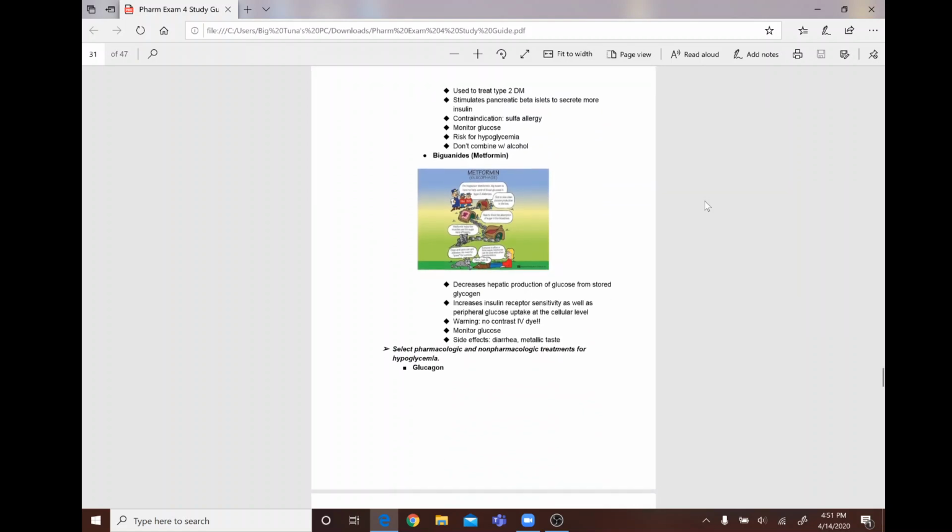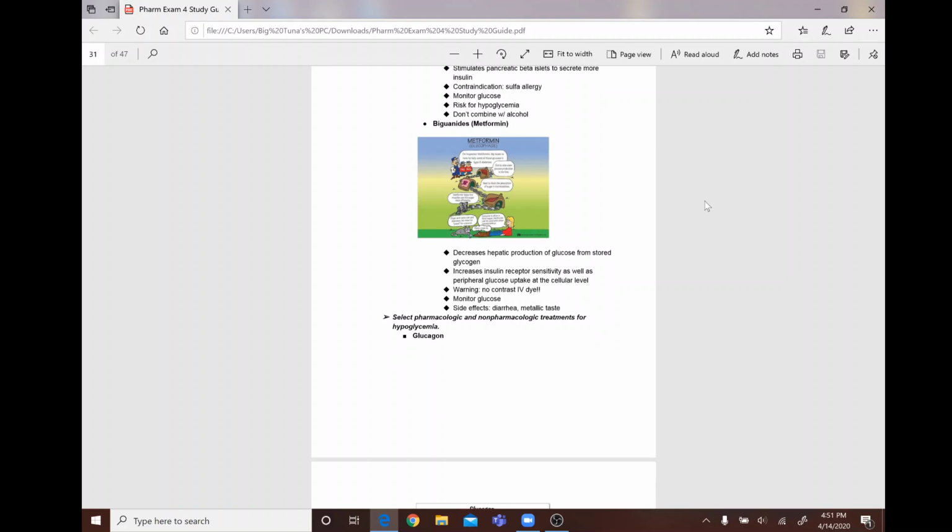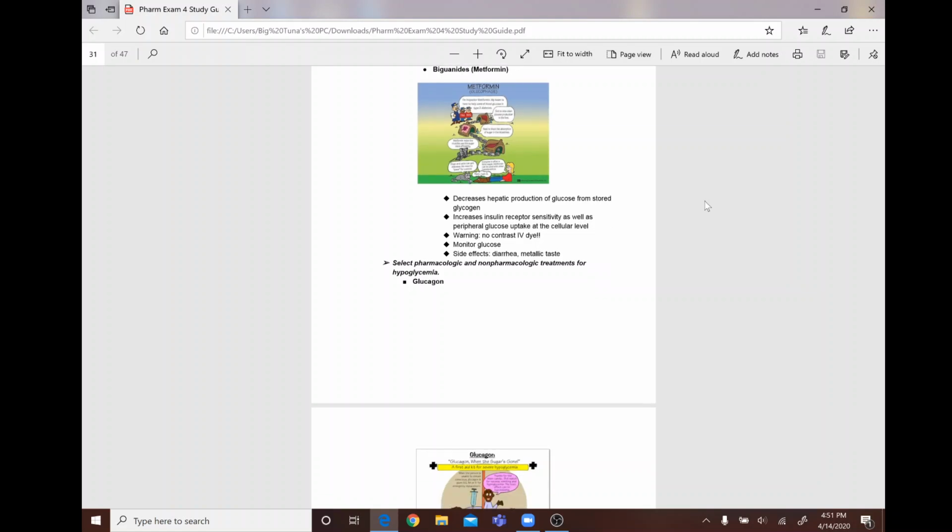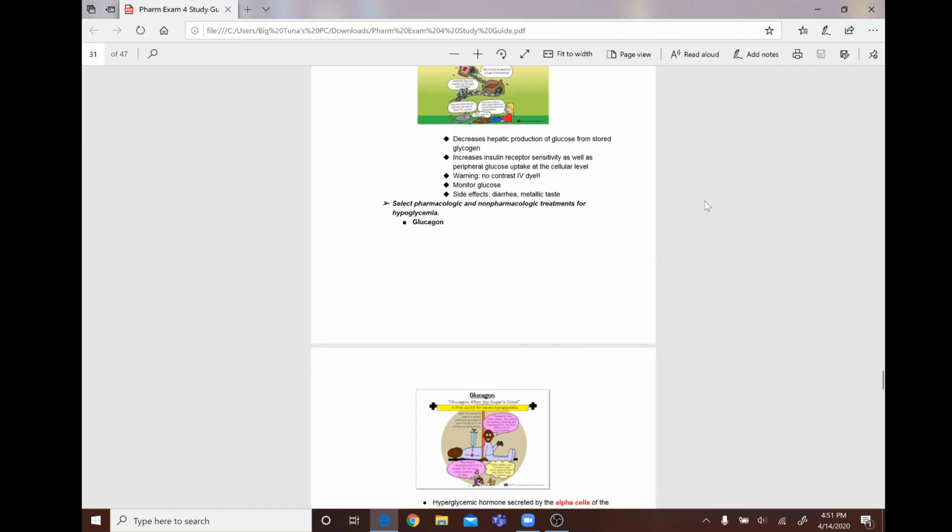Biguanides like metformin decrease hepatic production of glucose from stored glycogen, and increase insulin receptor sensitivity as well as peripheral glucose uptake at the cellular level. Warning, no contrast IV dye. You want to monitor glucose and side effects of potentially diarrhea and metallic taste.